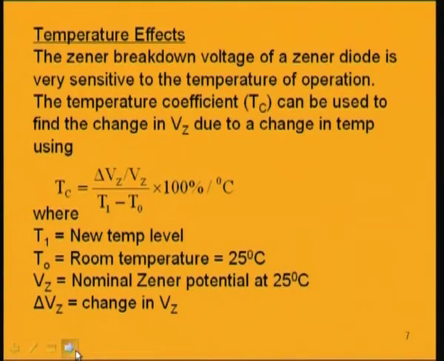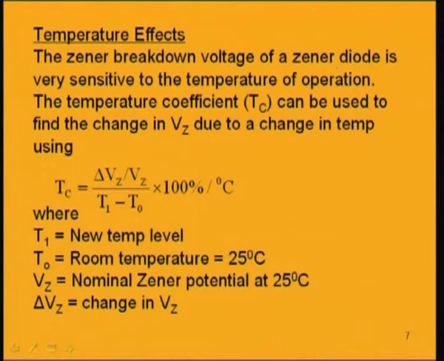That is the drop across the Zener. Now, the Zener voltage or the breakdown voltage is sensitive to temperature also. So, the temperature at which you are operating the Zener diode has an effect on the breakdown voltage. That effect is generally expressed by temperature coefficient Tc, and this temperature coefficient is used to find the change in the Zener voltage Vz or breakdown voltage Vz, which arises due to a change in the temperature of operation. So, the expression which is used to find out this temperature coefficient is Tc equal to delta Vz by Vz divided by T1 minus T0 into 100% per degree centigrade.